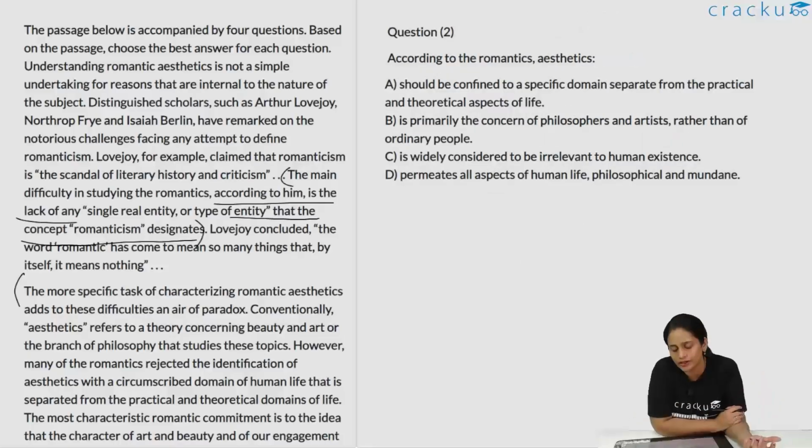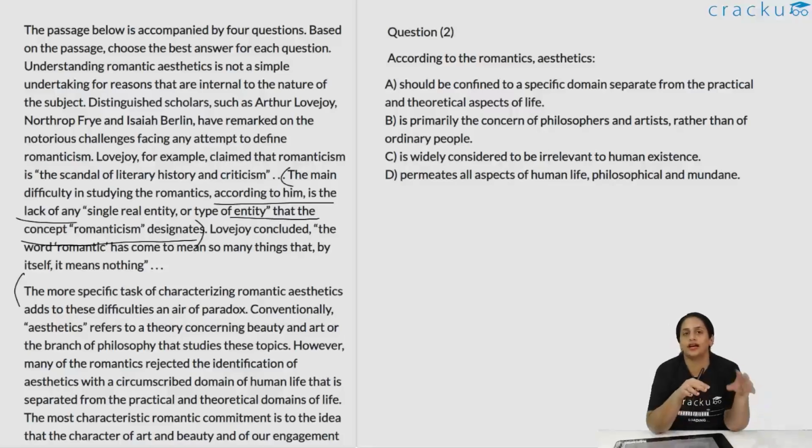So second question is, according to romantics, aesthetics should be confined to a specific domain separate from the practical and theoretical aspects of life. This is completely wrong. They believe the opposite of that. They believe that it should be part of everything. It should be a central ingredient of life, part of not just the life of artists and those who are involved in these kind of things, but the life of ordinary men and women. Beauty and aesthetics, beauty and art should be part of everybody's life, everywhere. That is one of the central beliefs of romantics as such. So A is the opposite of what they believe.